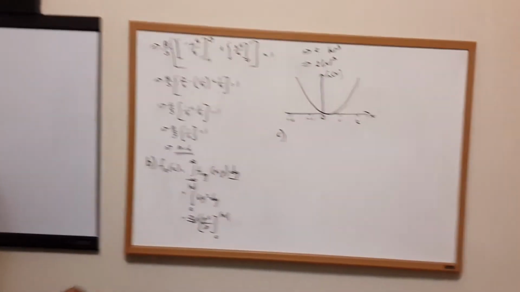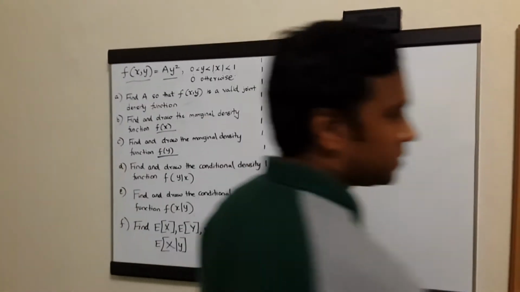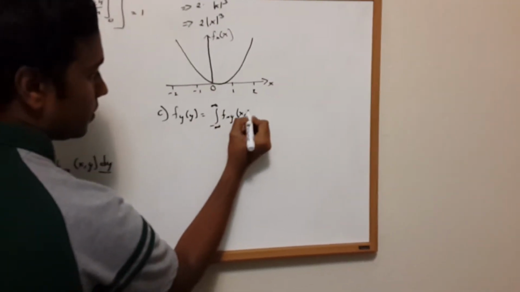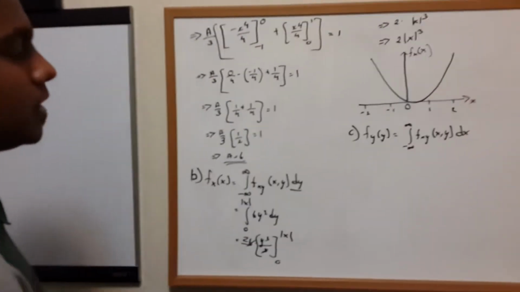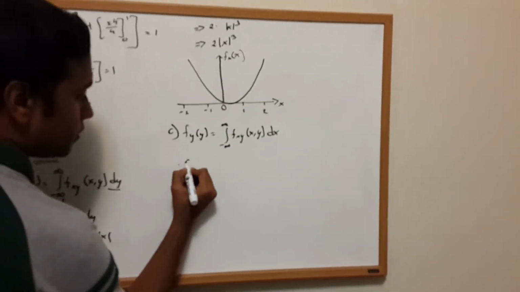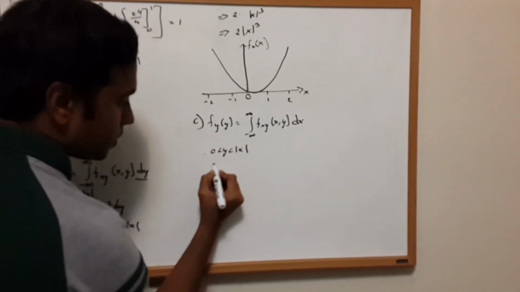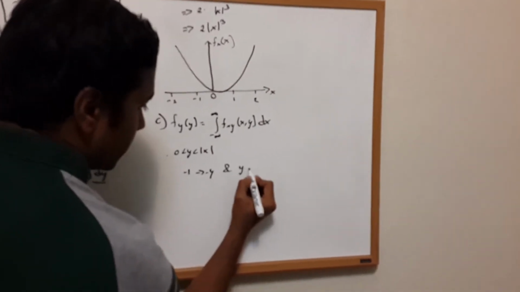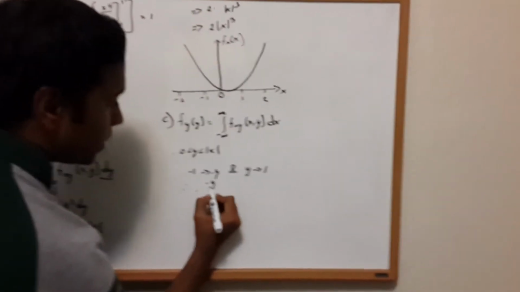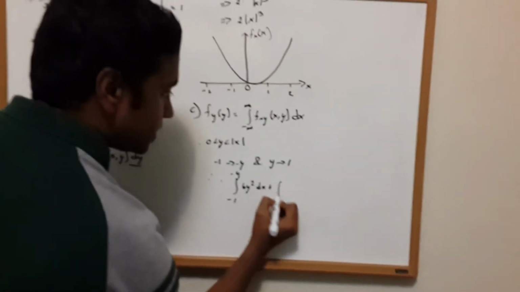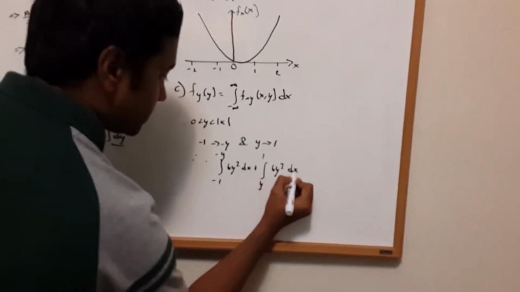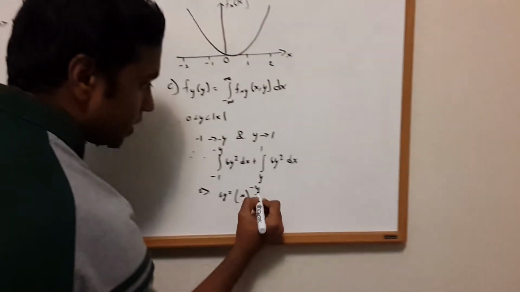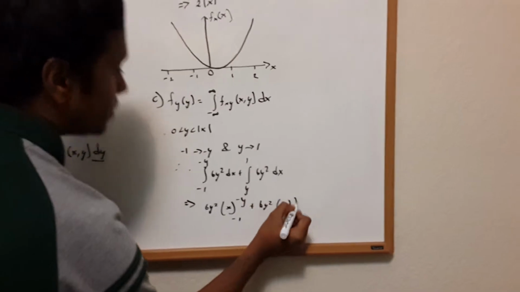Now we proceed to the third subdivision: find and draw the marginal density function of f of y. So f_Y of y equals the integral from minus infinity to infinity of f_XY of x comma y dx. Here the limits of y range from 0 less than y less than mod x, so the limit of x ranges from minus 1 to minus y and y to 1. Therefore, the integral from minus 1 to minus y of 6y squared dx plus the integral from y to 1 of 6y squared dx. So this is 6y squared into x from minus 1 to minus y, plus 6y squared into x from y to 1.